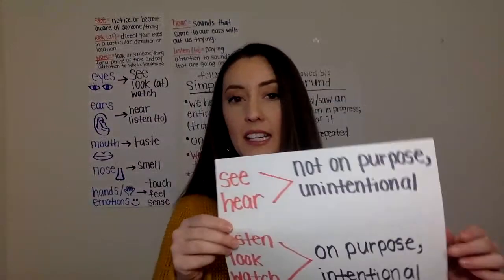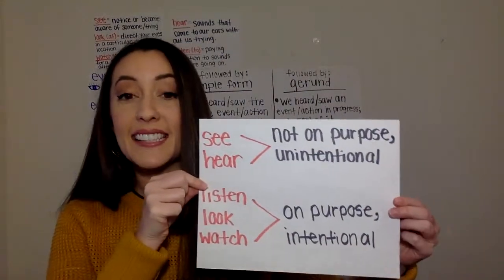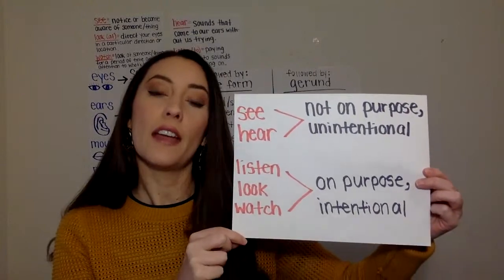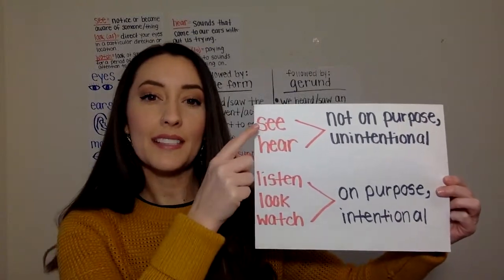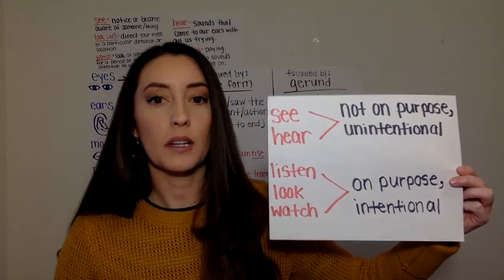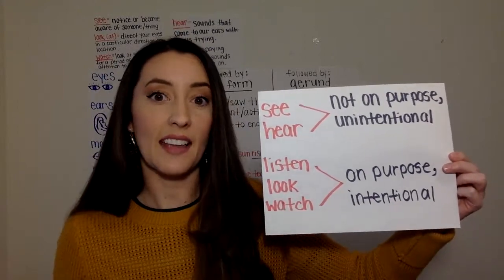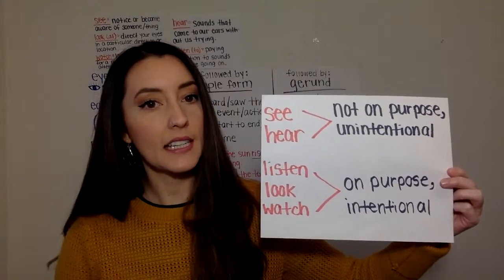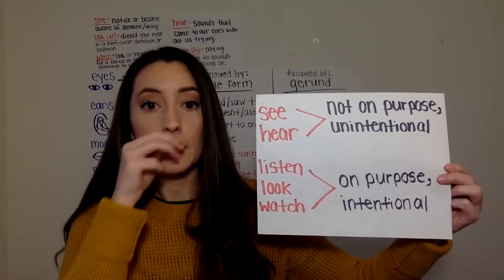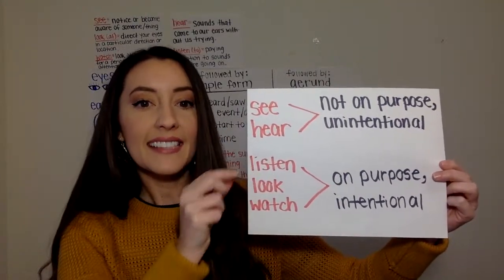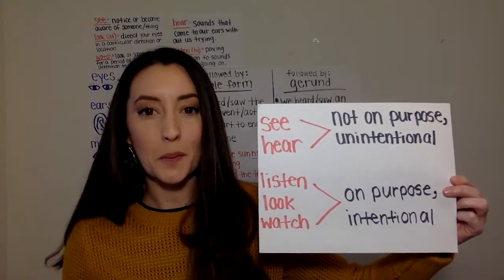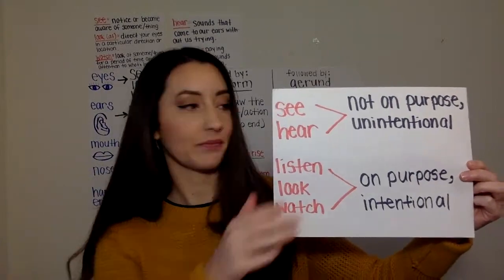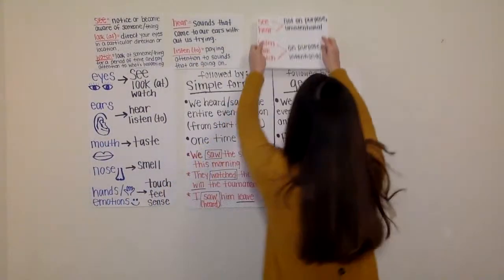And just to make it even more clear, see and hear are not on purpose. They are unintentional. Now, sometimes with see, there's an exception. For example, I want to see that movie. Of course, that is on purpose. But for the most part, see and hear are not on purpose. They're unintentional. And listen, look, and watch are on purpose. They're intentional. We're paying attention to what's happening. I will also put this up here.